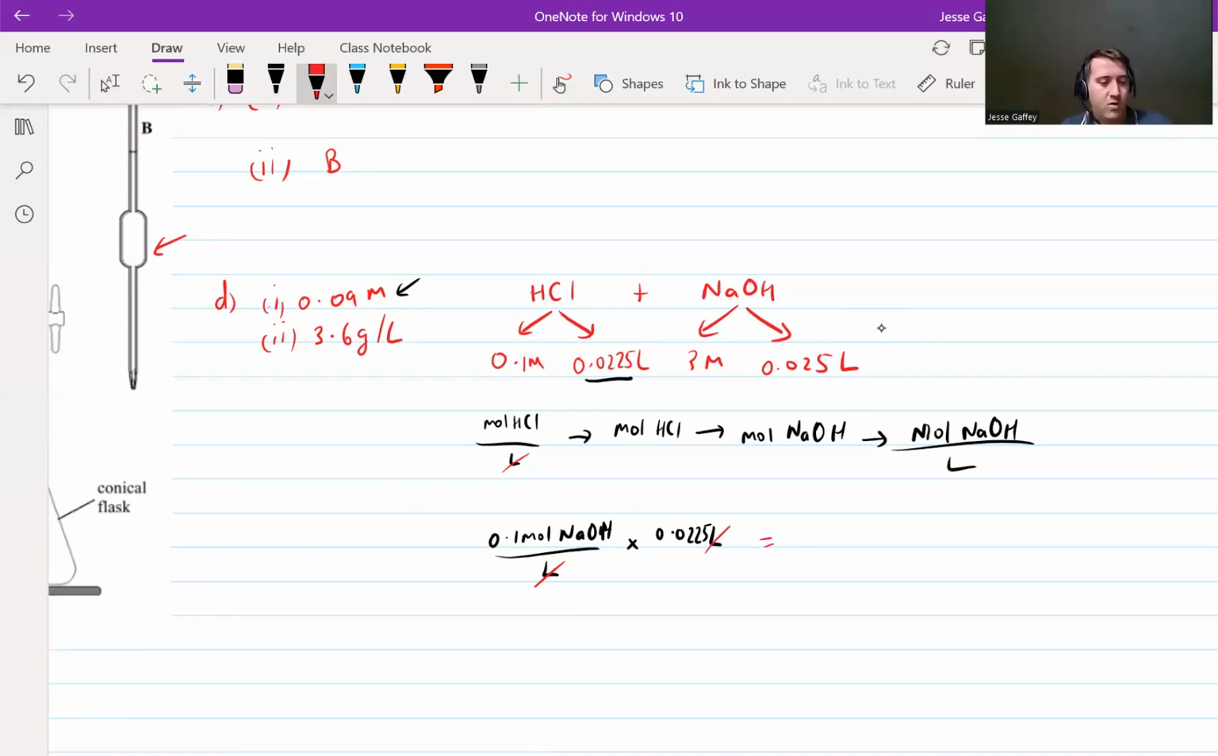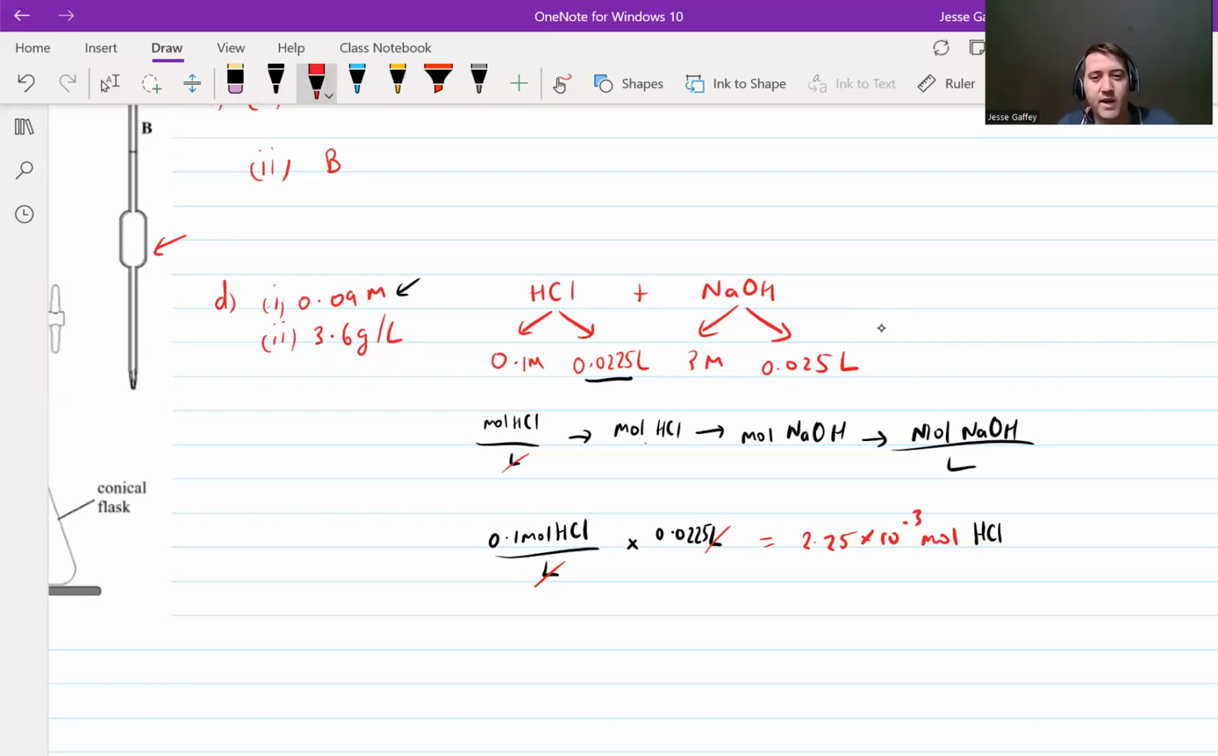And that gives me 0.1 times by 0.0225, and that gives me 2.25 times 10 to the minus 3 moles of NaOH. No, sorry, I was wrong here. Apologies. This, of course, is HCl. The HCl is 0.1 molar. So this here has to be HCl. All right, so that has got me to here.